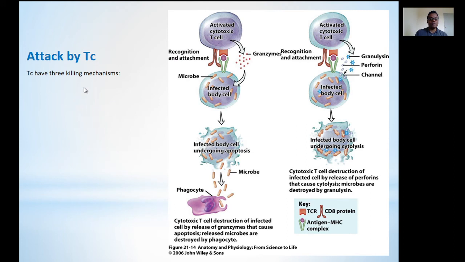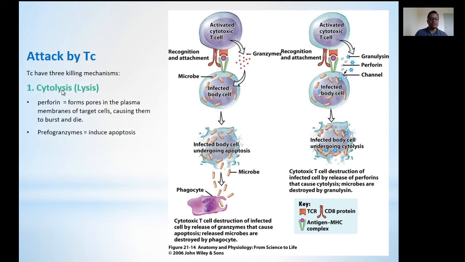Once activated, we will proceed with the attack by the TC. TC have three killing mechanisms. First, by cytolysis, using perforin, which acts by forming holes in the plasma membranes of target cells, causing them to explode and die. So this activated T cell will release perforin, will poke many holes in the cells, and then they will explode and die.